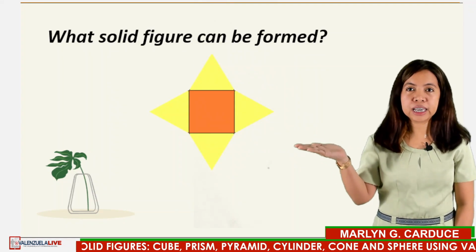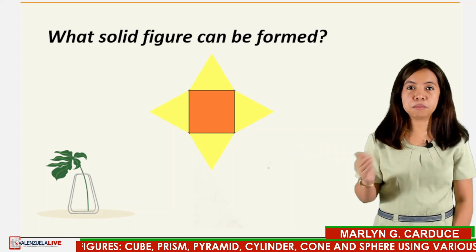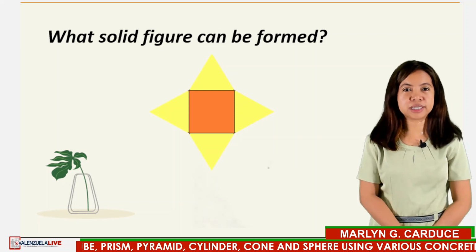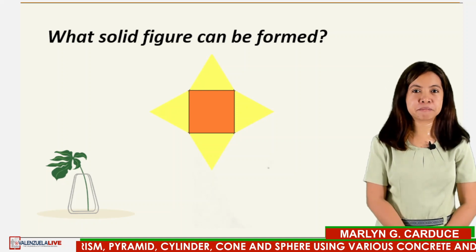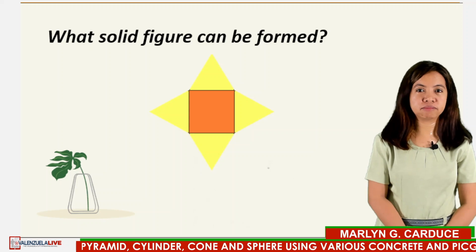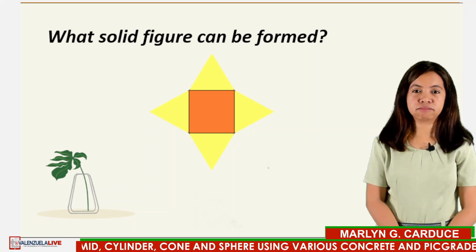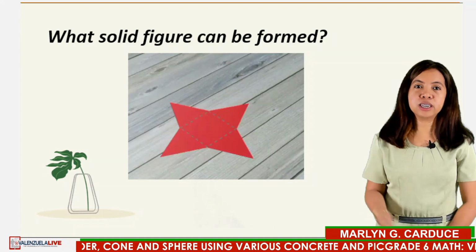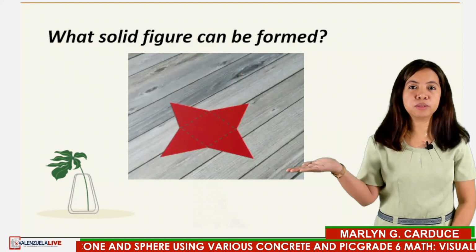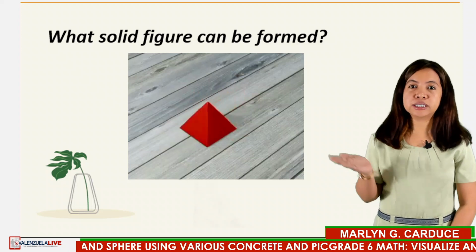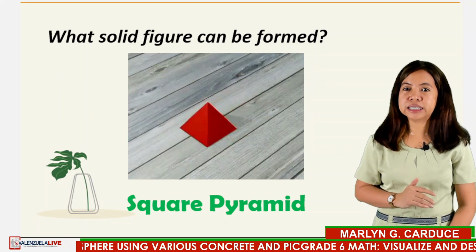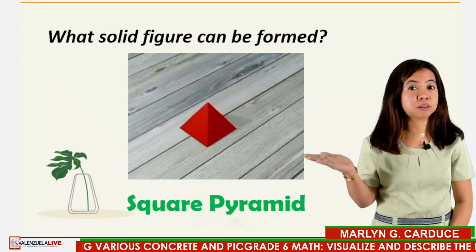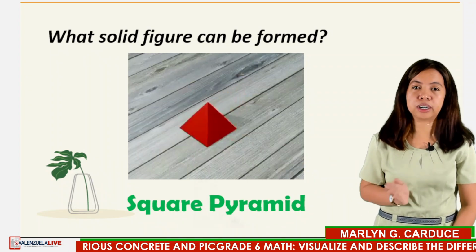Another example of a net. What solid figure can be formed out of this net? So again, type in your answer in the comment section. Okay, for this plane figure, we can form a solid figure that is, correct, a square pyramid, or a pyramid with a base of a square.